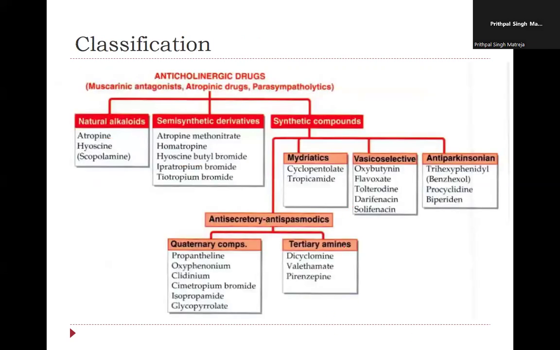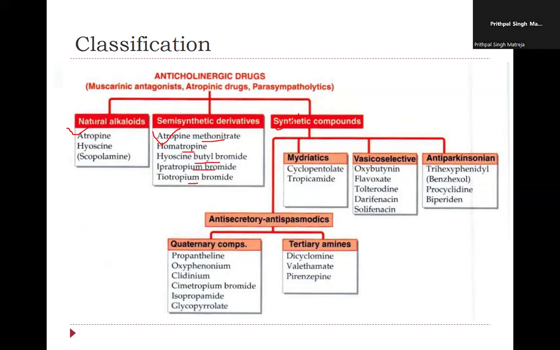Now, when we come to the classification of this group of drugs, that is the muscarinic antagonists or the parasympatholytics, these drugs are divided into natural alkaloids, semi-synthetic derivatives, and synthetic derivatives. The natural alkaloids we have been talking about are atropine, a racemic mixture of D and L isomers, whereas the L isomer is hyoscine. The semi-synthetic derivatives include atropine methonitrate, homatropine, hyoscine butyl bromide, ipratropium bromide, and tiotropium bromide.